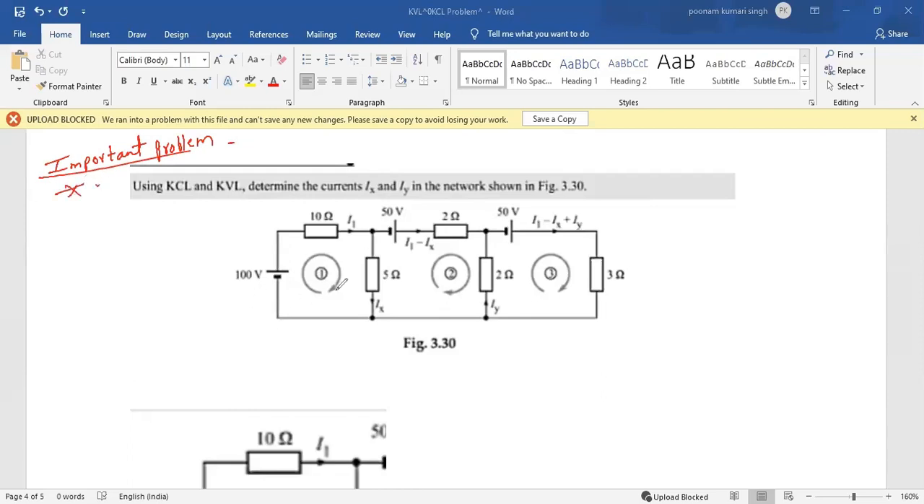Let's start. Here, as you can see, when you look at this clockwise direction, we are assuming the direction of current. These are the three loops that I have with me, and I need to find out this Ix and this Iy.